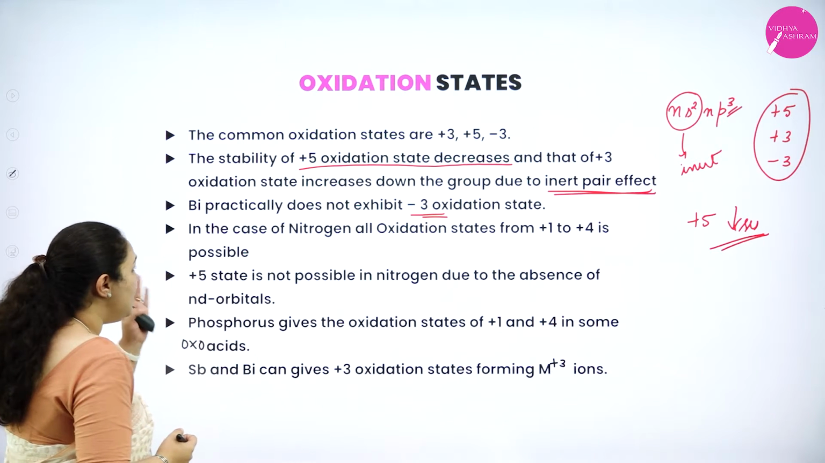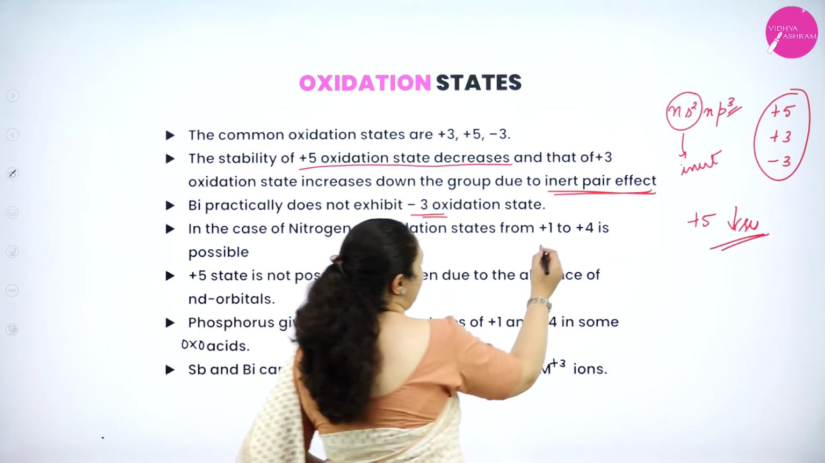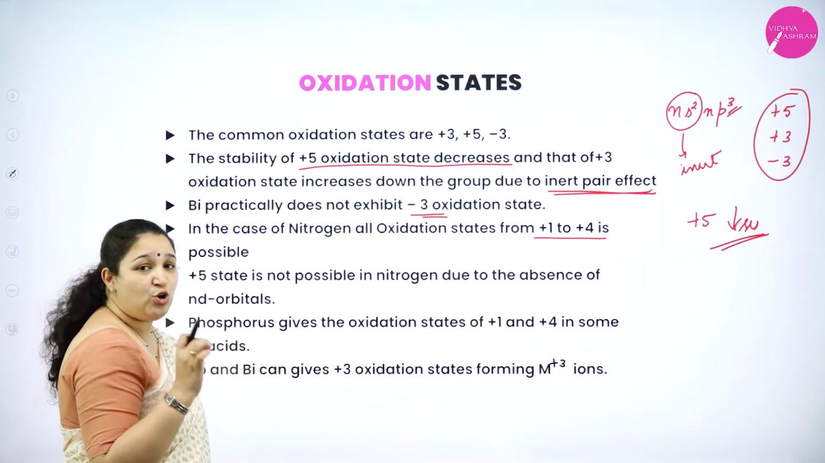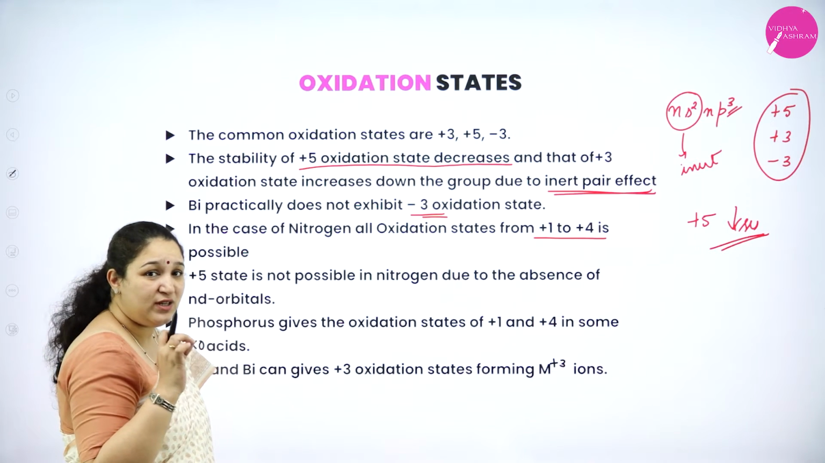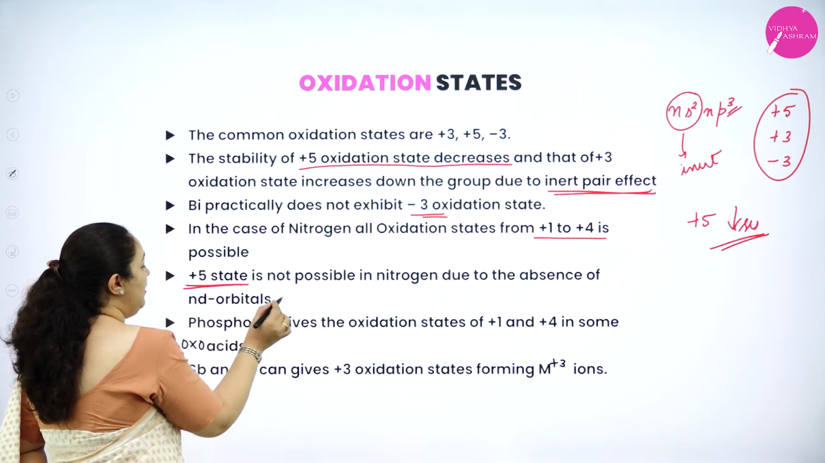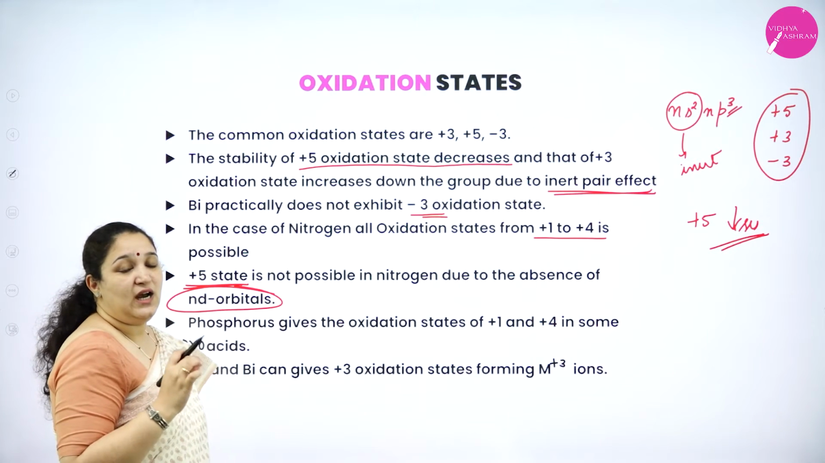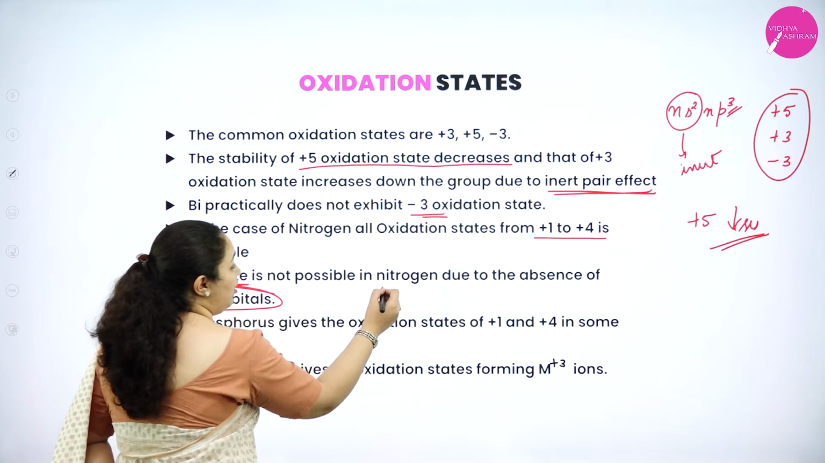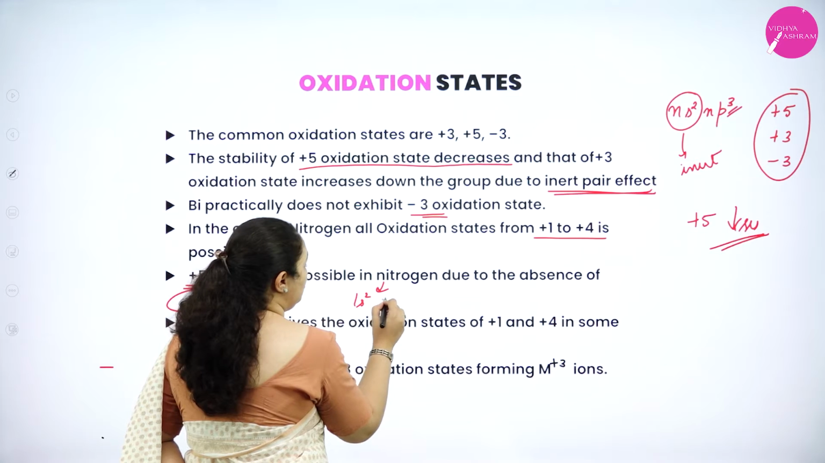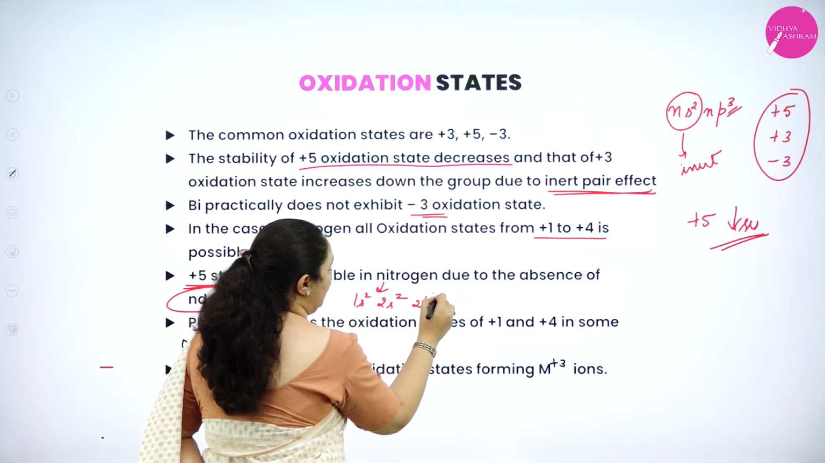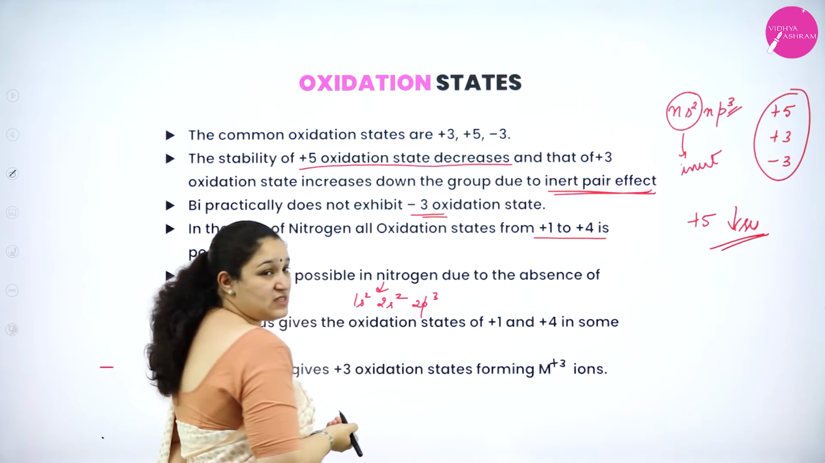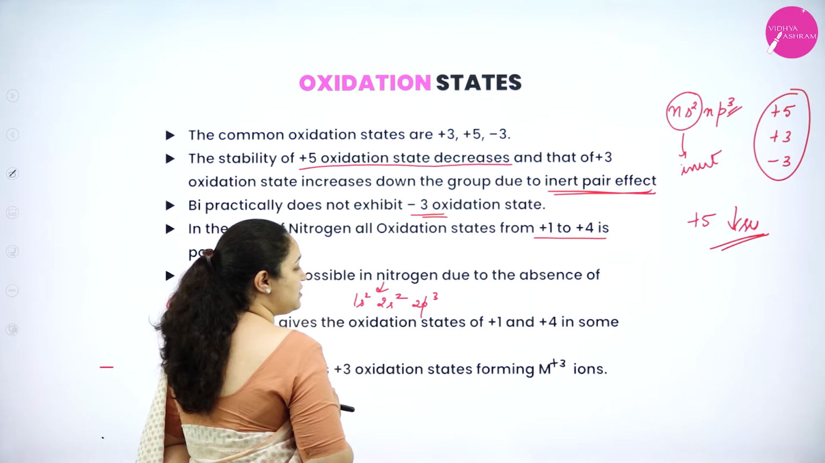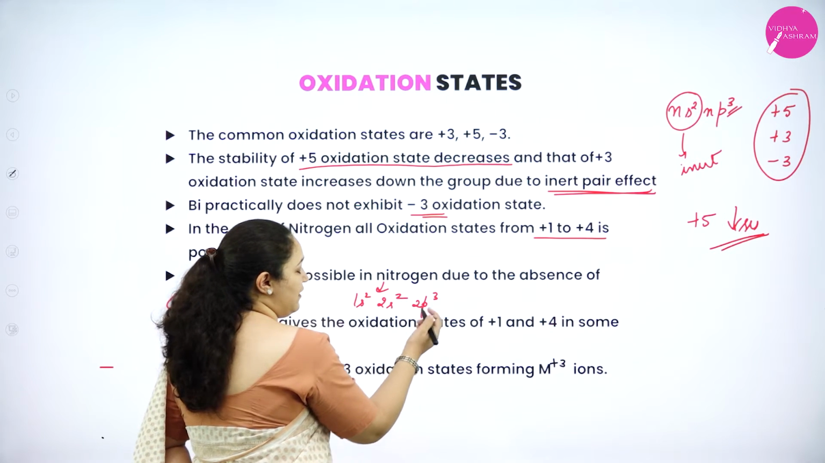Next, in case of nitrogen, all the oxidation states from +1 to +4 are possible. It will not show +5 oxidation state. Nitrogen cannot show +5 oxidation state because it does not have d orbitals. Why? The electronic configuration of nitrogen is 1s2, 2s2, 2p3. Do we have any d orbitals here? No, we do not have d orbitals. Then how can it show +5 oxidation state? See how exactly it would show +5 oxidation state.